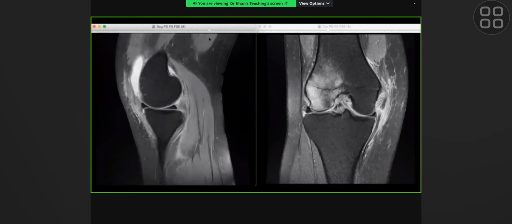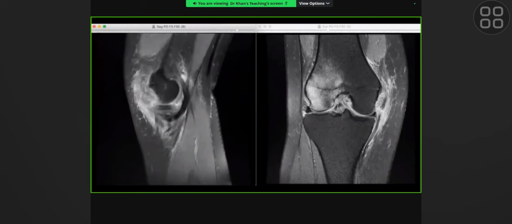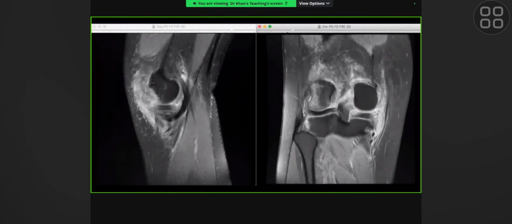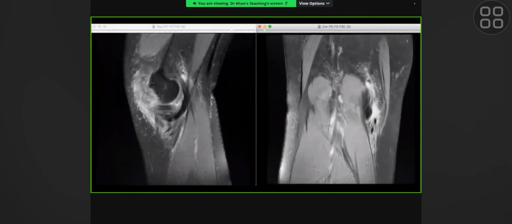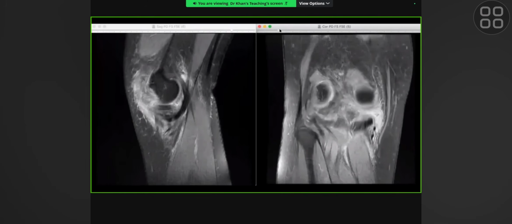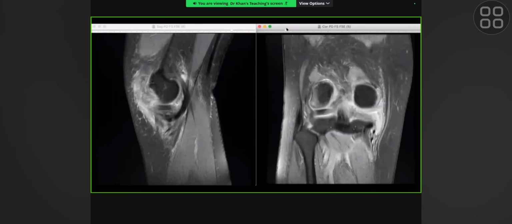There's no significant bone edema in the patella, so I would like to proceed with the coronal sequence. So starting from lateral, the biceps femoris tendon appears intact.